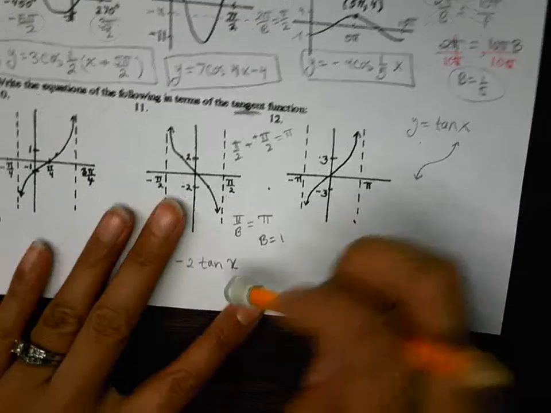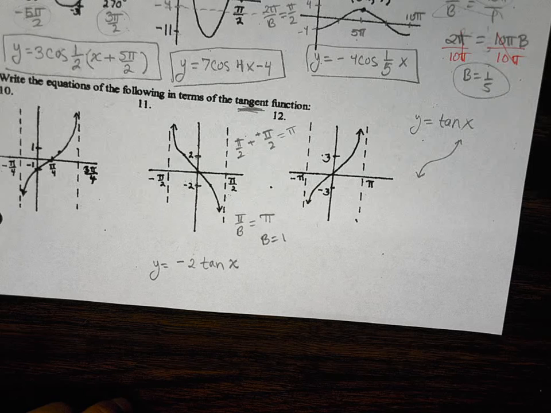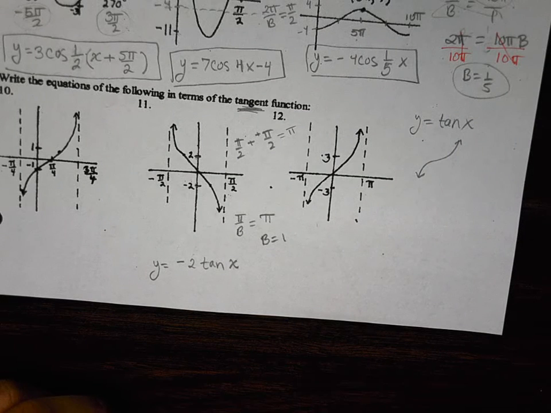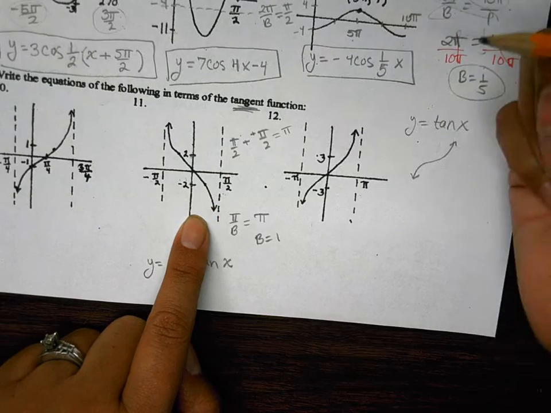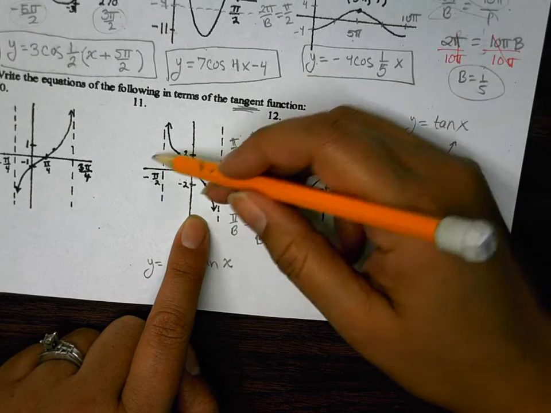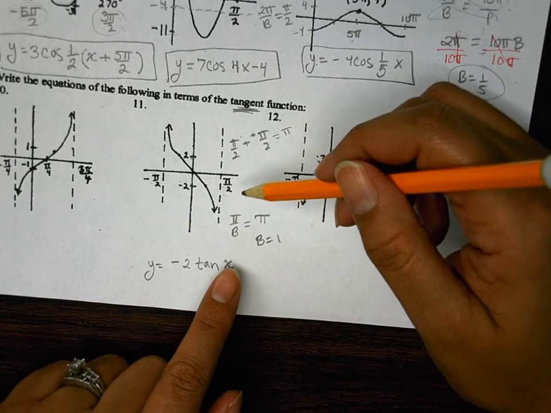I don't have to write the 1. Now, and I guess I should have asked this first, what do we remember about tangent? It splits at the origin. Is this split at the origin, half on the right, half on the left? So if it's split at the origin, is there any kind of horizontal shift going on? No. Do you see that?